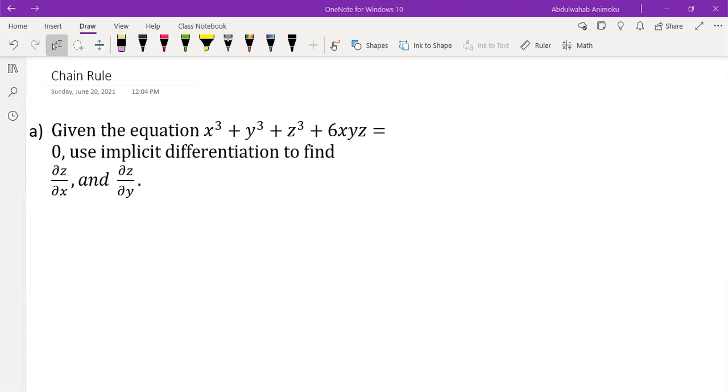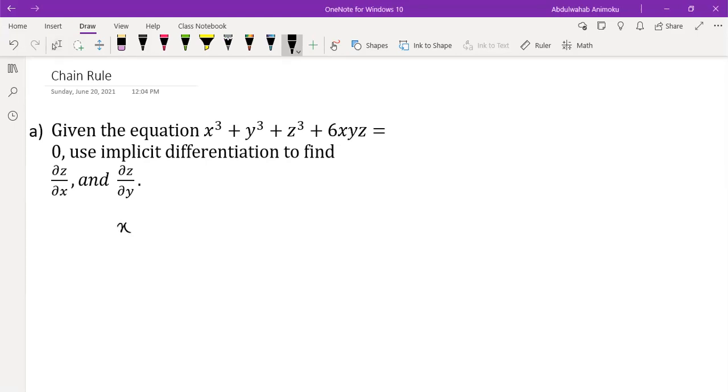In this video, we are going to look at how to find the partial derivative of a function with respect to x and y, by looking at it from an implicit differentiation point of view. So let's see.